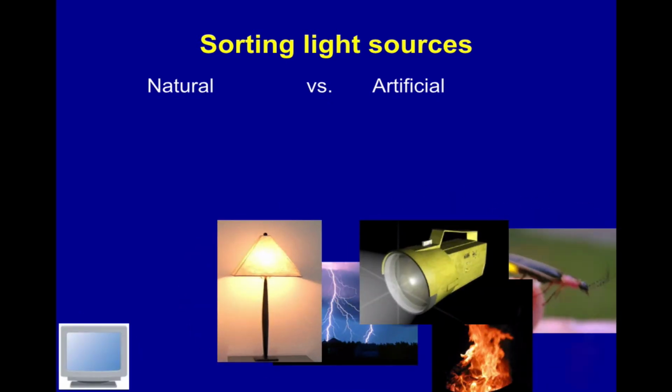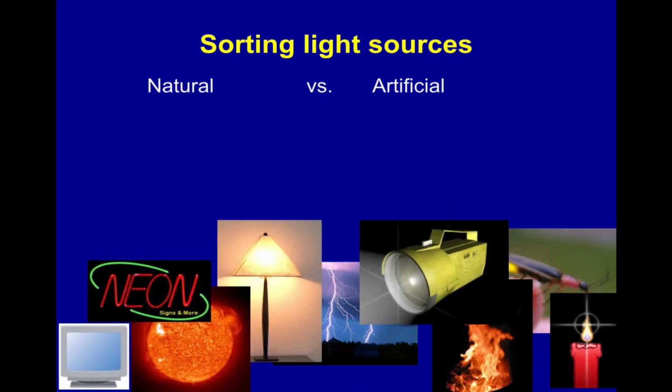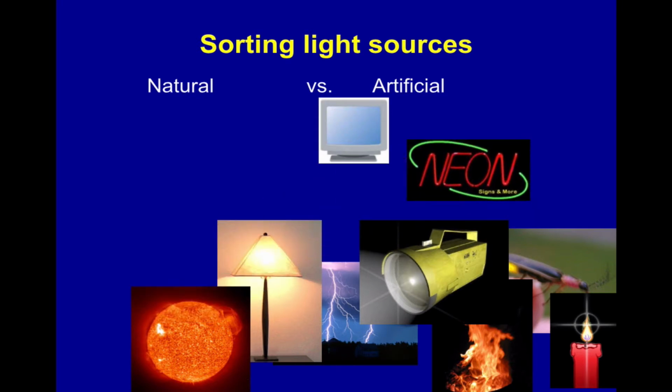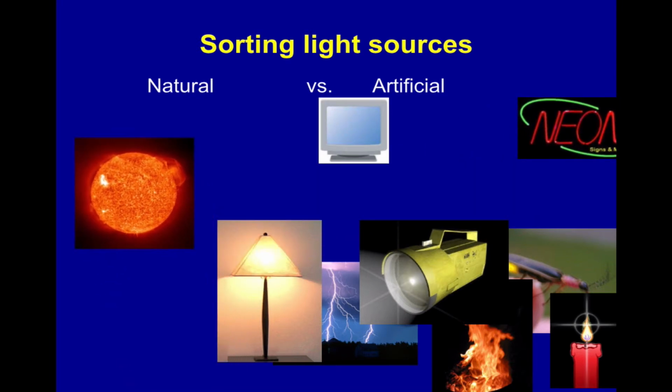So here's a bunch of those pictures again. Let's see what we think. A computer, is that natural or artificial? Well, you got to plug it in. That's artificial. A neon sign, you got to plug it in. That's artificial. The sun, of course, very natural.